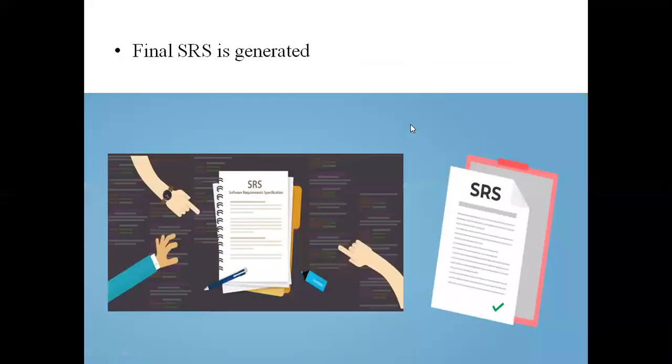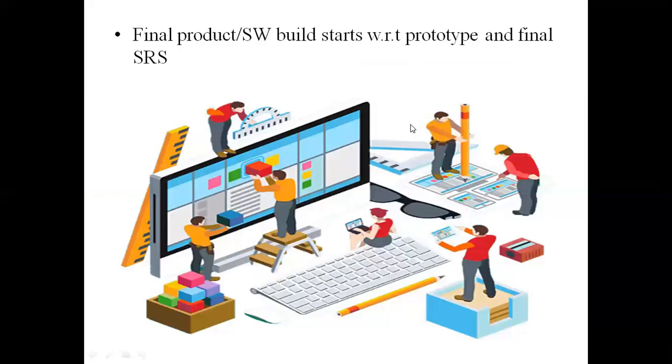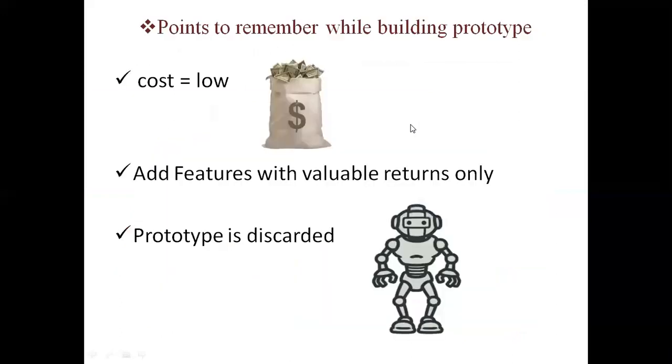Finally, the product build was started. We generated a final SRS and then the final software development started. So here are some points to remember. The first point is to keep the cost of developing the prototype low. Why? Because this is just a sample. We are just using it to add some functionalities, remove some functionalities, and to understand what the customer's requirements are actually.